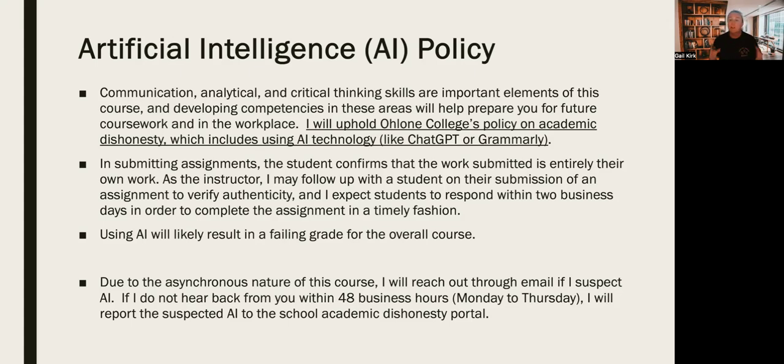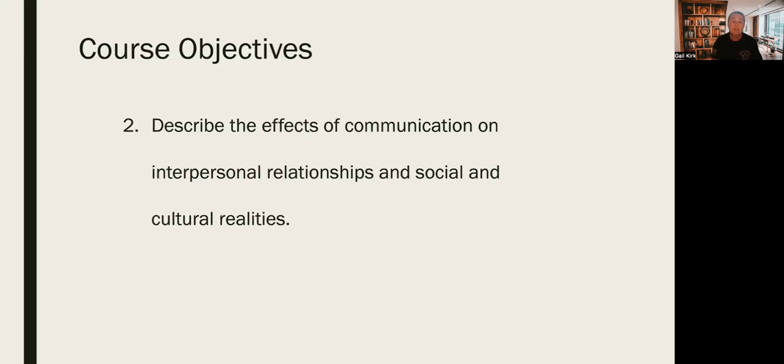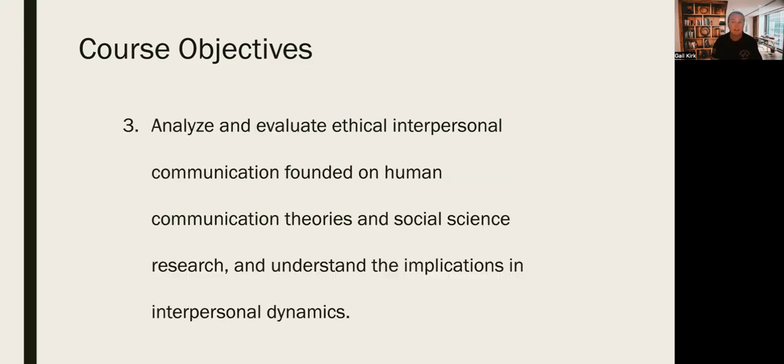So let's talk about what you're going to learn over the class. And we're going to talk about our 5 learning objectives. So describe, explain how communication creates, develops, and changes personal identities, including variables such as gender, sex, race, culture, history, ethnicity, and class. Explain the effect of communication on personal identities. Describe the effects of communication on interpersonal relationships and social and cultural realities.